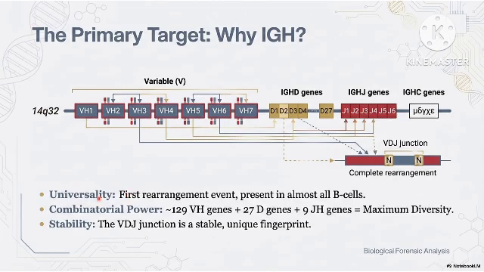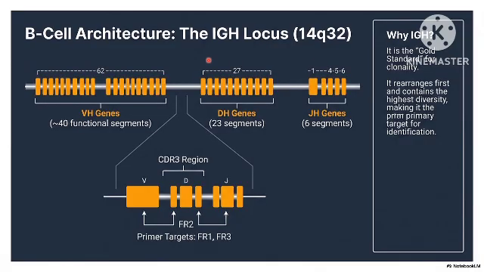So IgH, because of its universality, being the first rearrangement event, is present in almost all B cells. It has got maximum diversity, so its VDJ junction is a stable, unique fingerprint. So we are targeting IgH, and it is the gold standard testing for clonality.